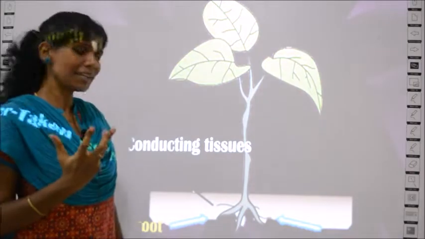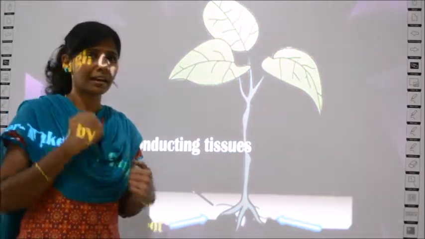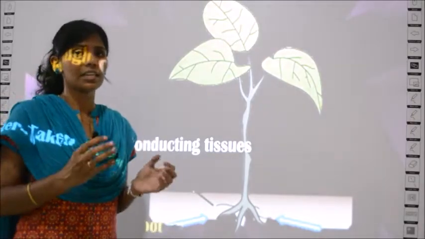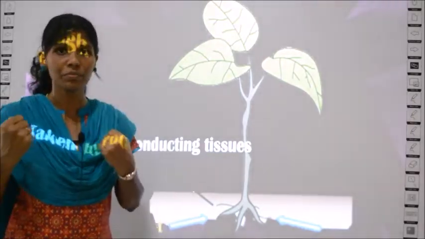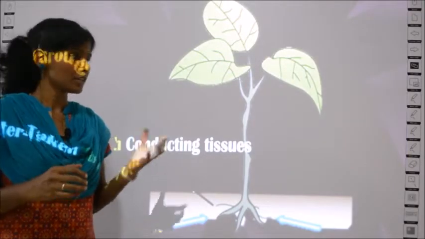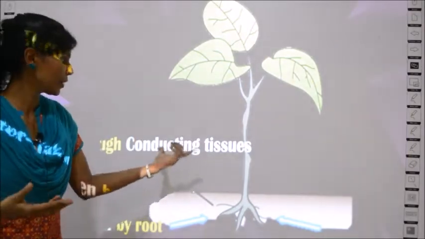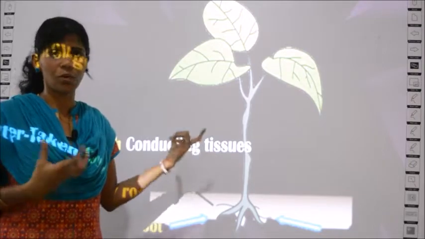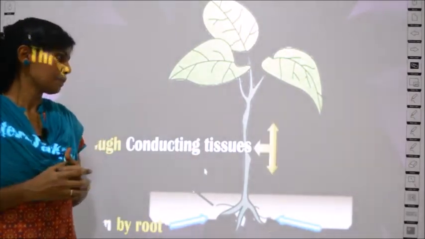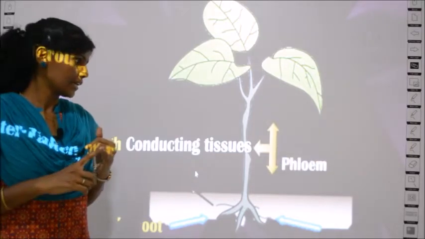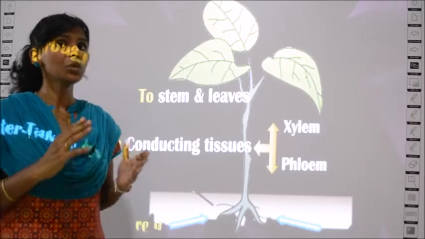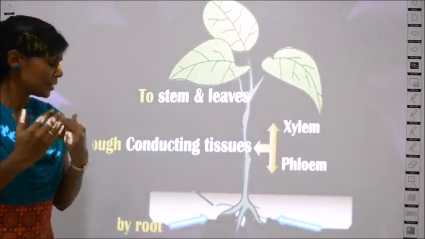What are these conducting tissues? Conducting is something like an intermediate, which helps in getting something and giving it to someone else. So who is the intermediate here? The conducting tissues. What are those? There are 2 types of conducting tissues in plants: xylem and phloem. So xylem and phloem are the 2 types of conducting tissues.